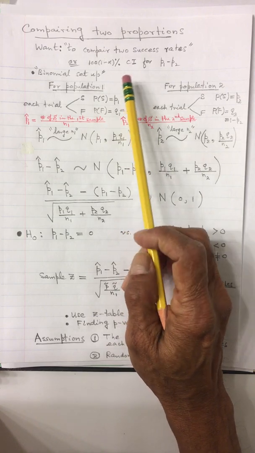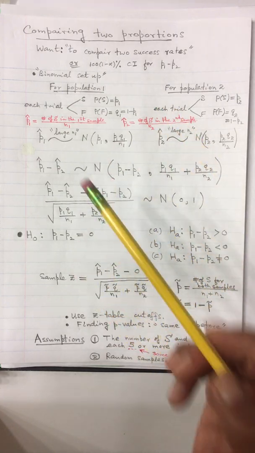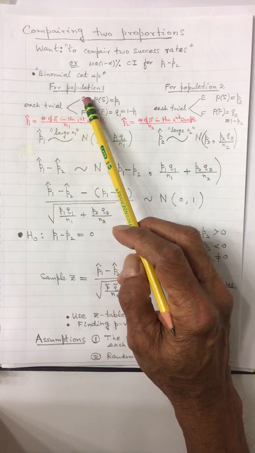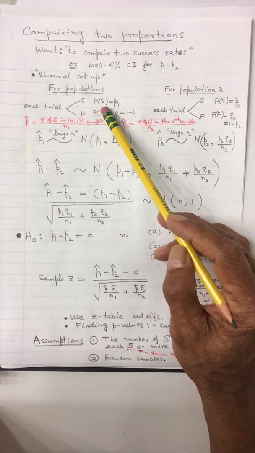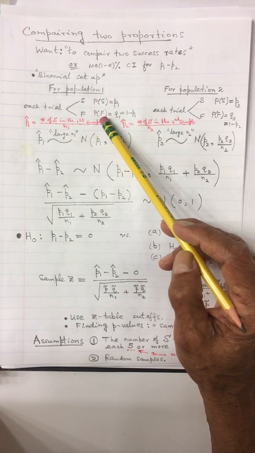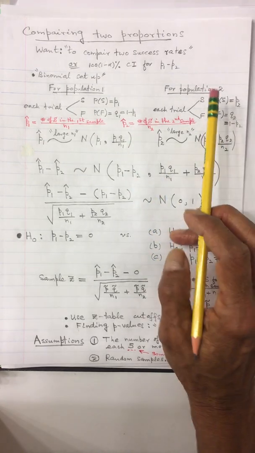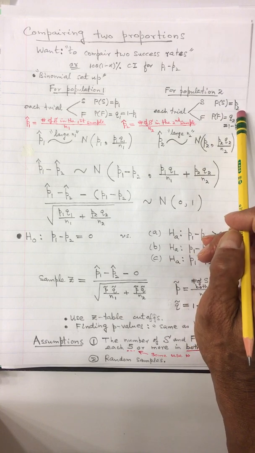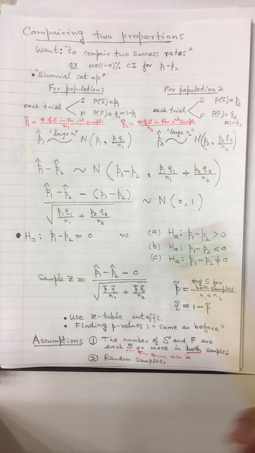So we are in this binomial setup, proportions. This is population 1. Each trial is a success or failure, and the probability of success is P1, and the failure is 1 minus P1, which is Q1. For the second one, the success rate is P2, and the failure rate is 1 minus P2, which is Q2.